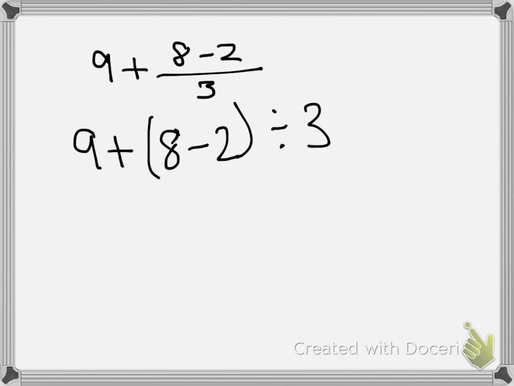There we go. All right, so now I'm going to go ahead and follow that order of operations. So I'm going to do the parentheses first. 8 minus 2 equals 6. Bring down my 9 plus and my divided by 3. There's no exponents, so I'm going to move to multiplication and division. So I'm going to go ahead and do that.